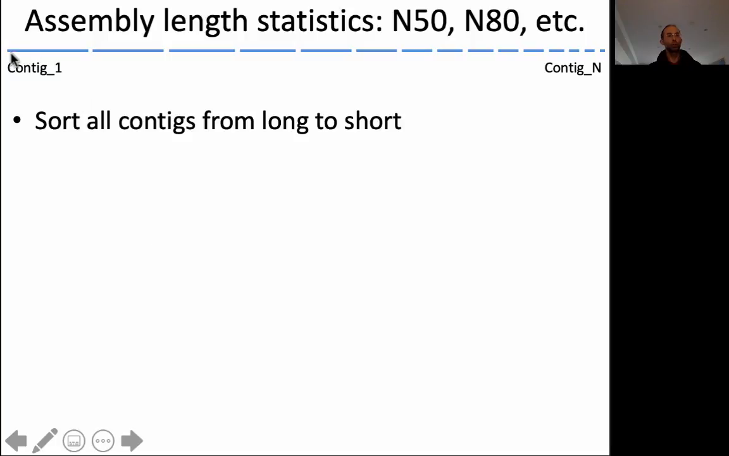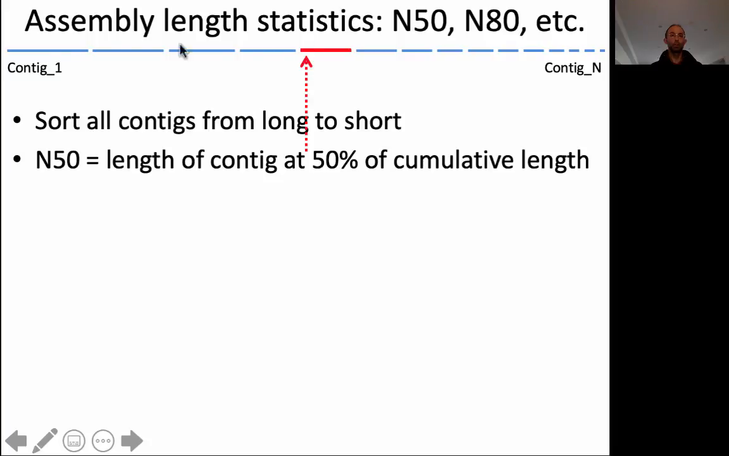So if you take all of the contigs and place them end to end, starting with the longest contig over here and then the shortest contig at the very end, then you get a long sequence of nucleotides, and the N50 length is the length of the contig which is present at the 50% mark. So basically the contig in the middle if you place them end to end. It's not the same as the length of the middle contig, because the length of the middle contig could be much shorter than the N50 length.